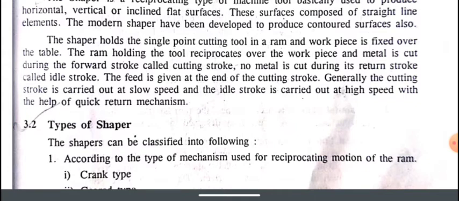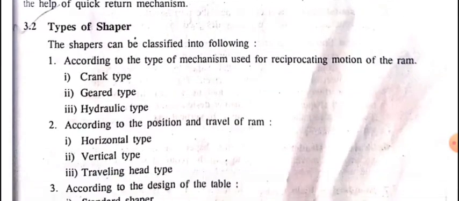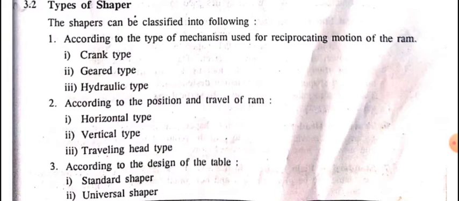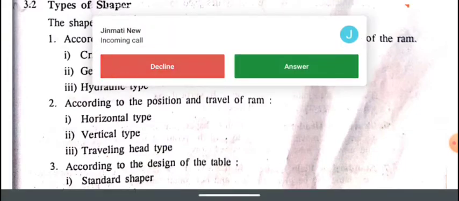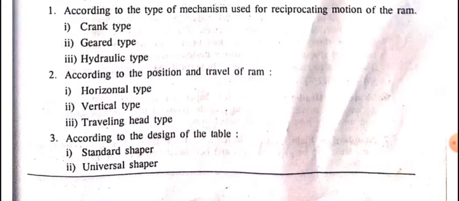Now we will discuss what are the different types of shapers. Here different classifications are given according to the type of mechanism used for the reciprocating motion of the ram. There are three types of shaper: crank type, gear type and hydraulic type, according to the mechanism. According to the position of the travel of the ram, there are three types: horizontal type, vertical type, and travelling head type. According to the design of the table, there are the standard shaper and the universal shaper.